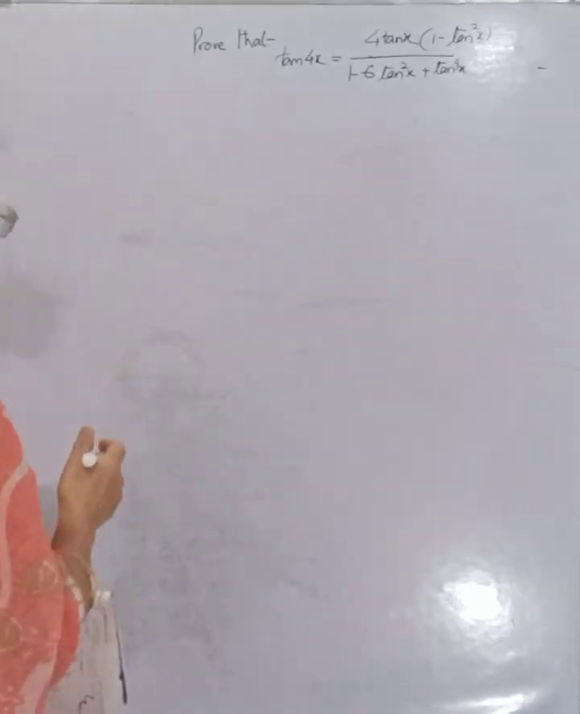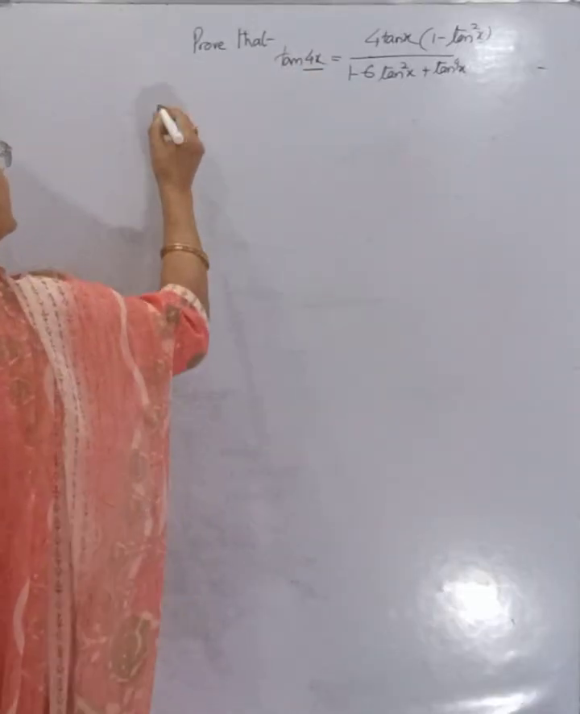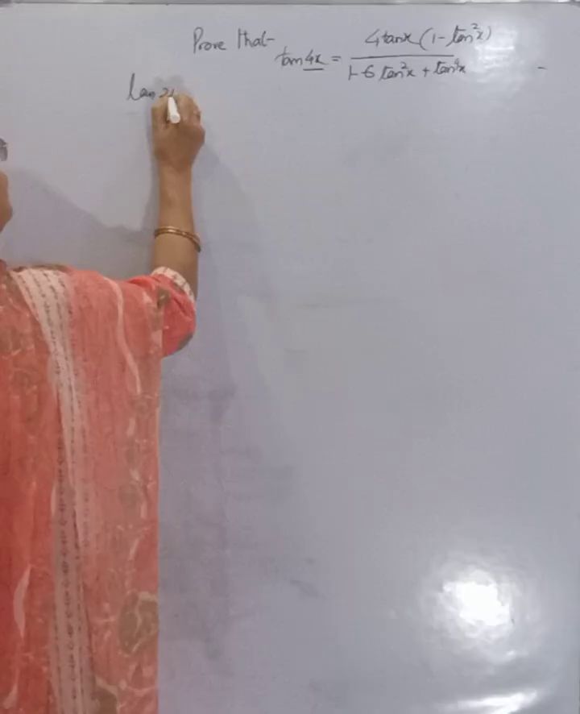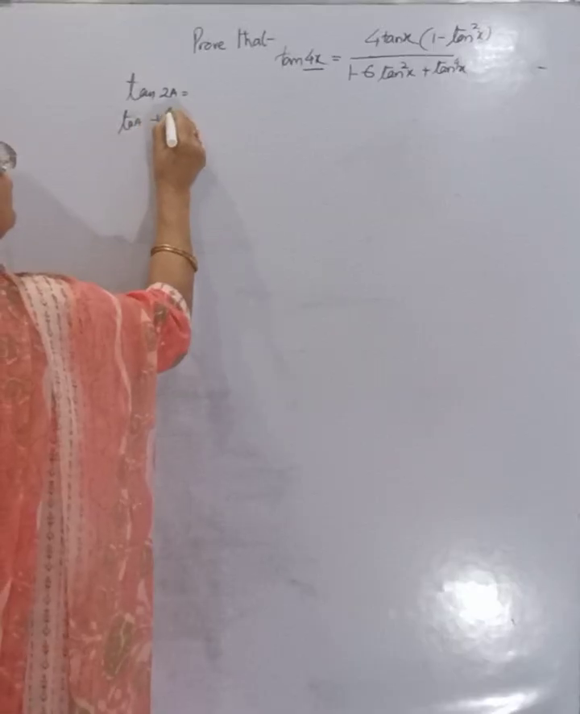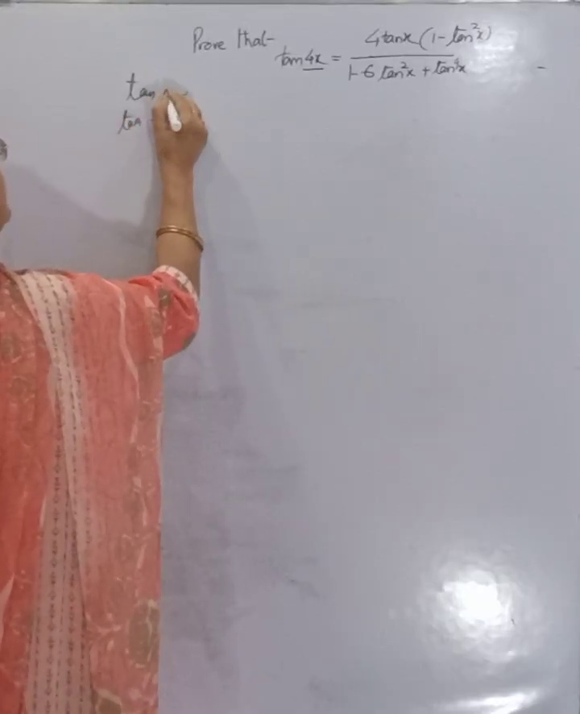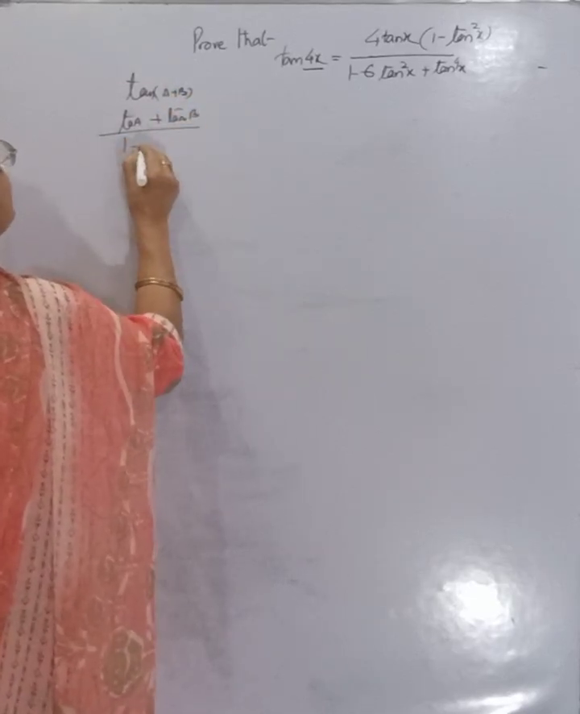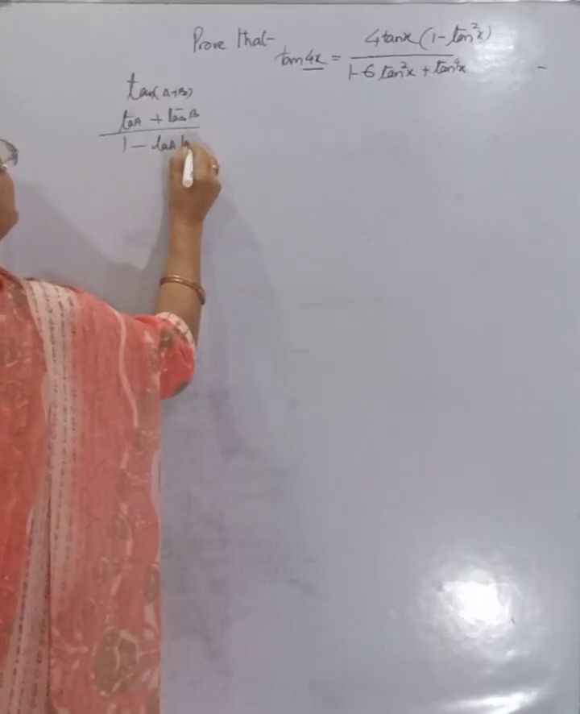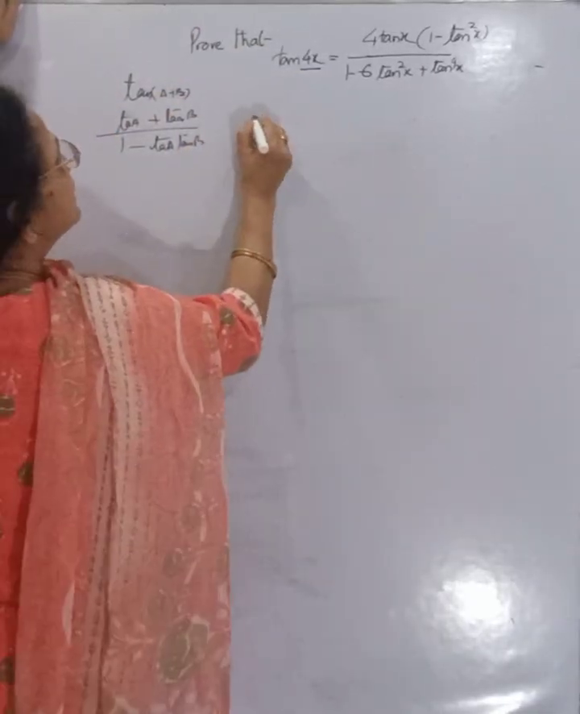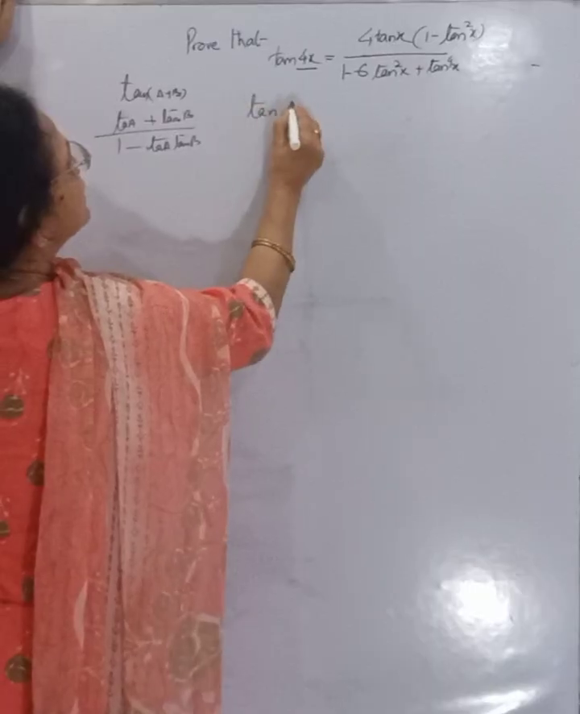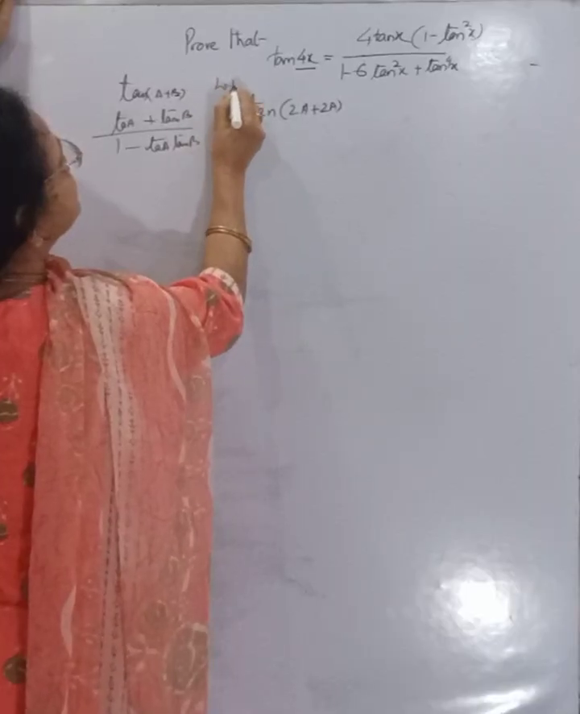Simply, we use the formula of tan of 2a. Tan of 2a can be written as tan of a plus b, where 2a is a plus b, that is tan a plus tan b upon 1 minus tan a into tan b. This is the general formula. Using this, we can write tan of 4a as tan of 2a plus 2a. This is the left hand side.